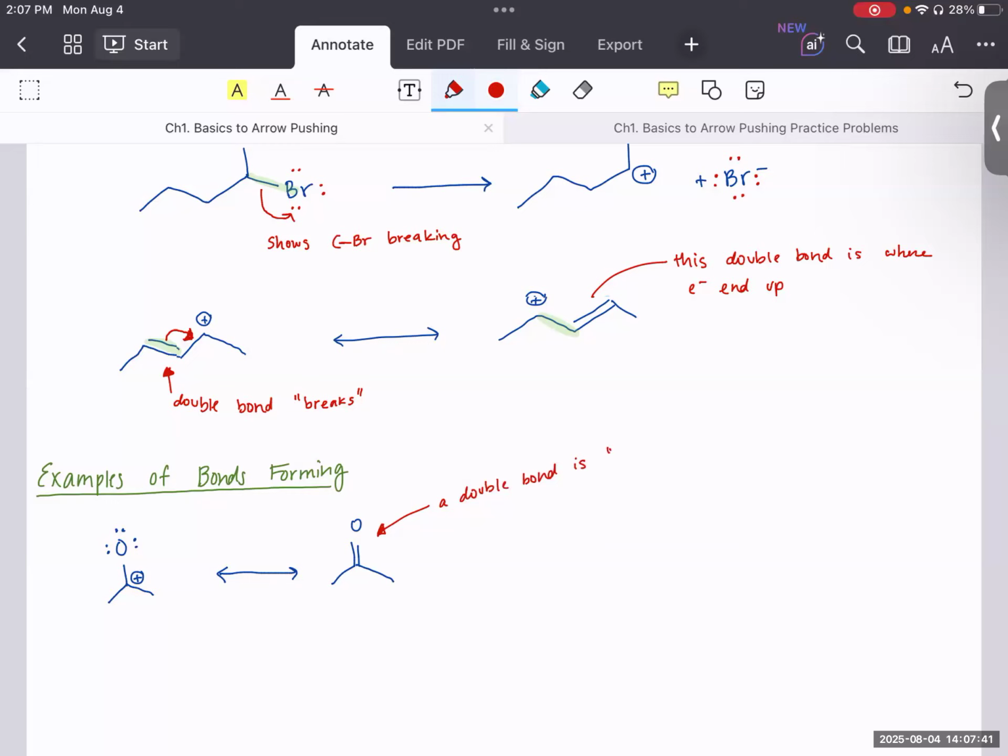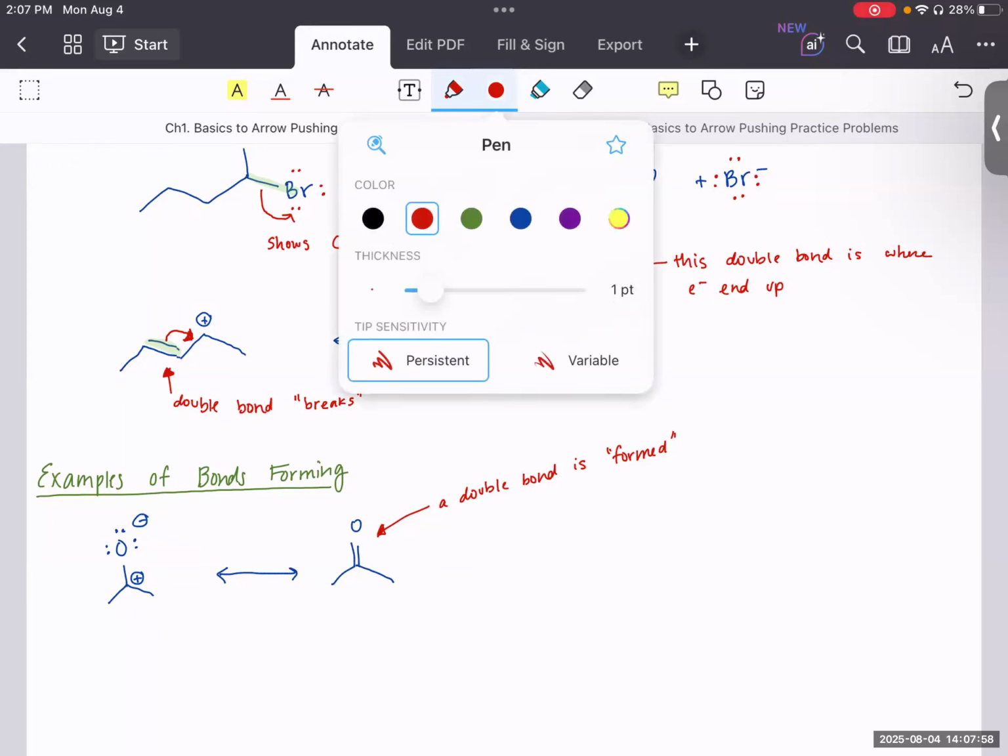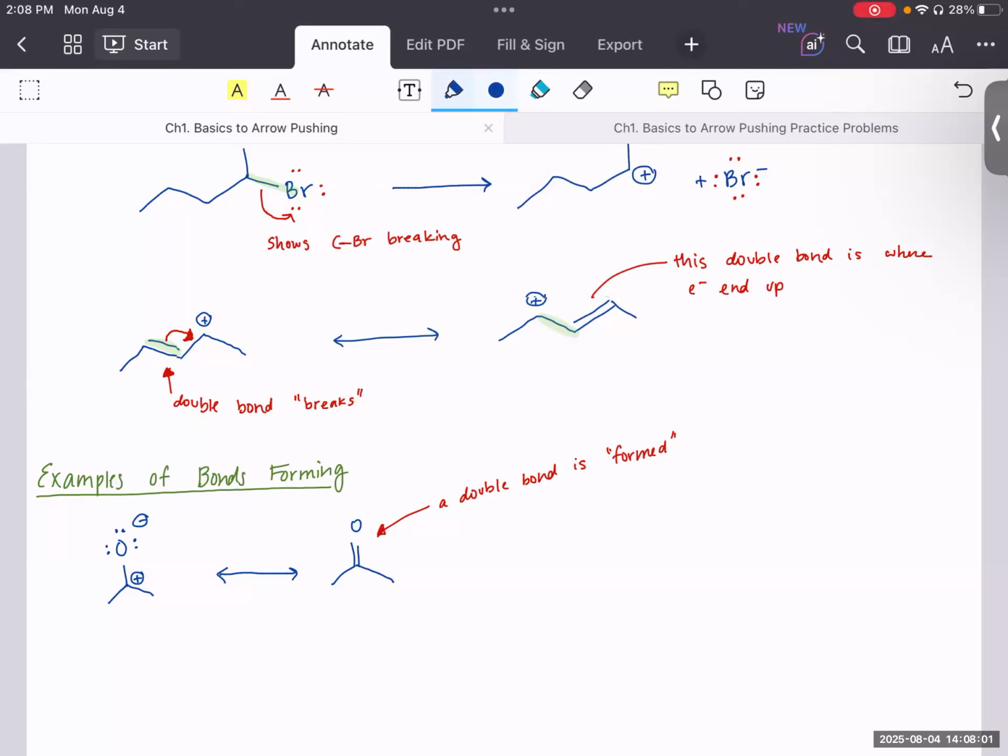And so to illustrate that this bond forms, we have to show the movement of those electrons to that new location. And so we know that the electrons start off on that oxygen, because in the starting material, we had 3 lone pairs, and in the final structure, we only have 2 lone pairs. And so we start at the lone pair, and draw it to the location of the new bond, which is between those two carbons.